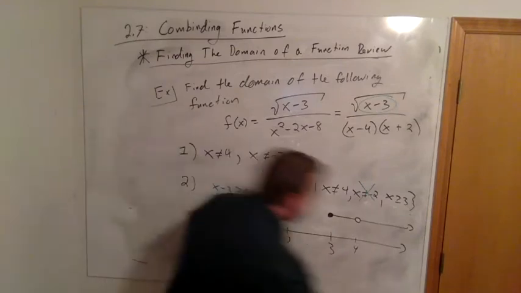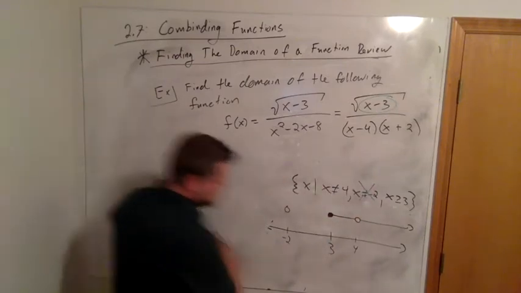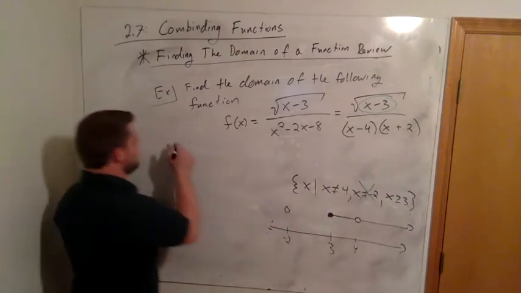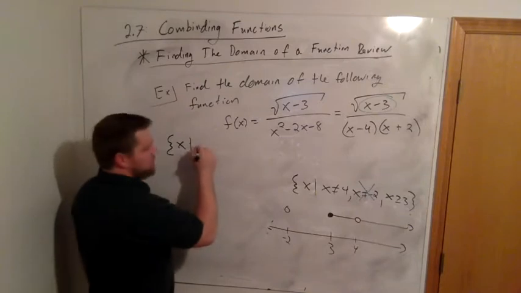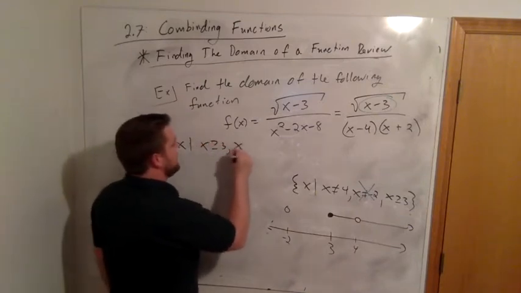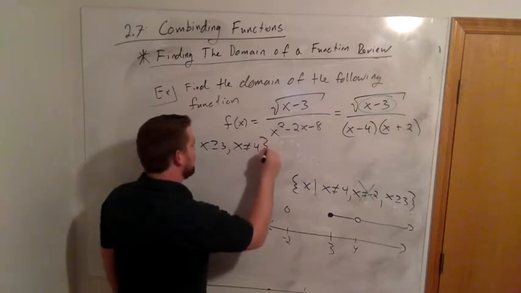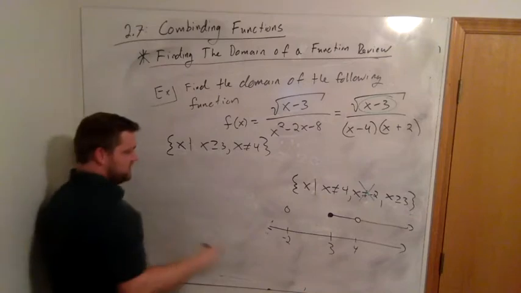So if we're going to write these in the 3 different types of notations, let's go ahead and do that. One way I can do that is in set builder notation, which I already have written, we'll just write it again. It'd be all x such that x is bigger than or equal to 3, and x cannot be equal to 4.